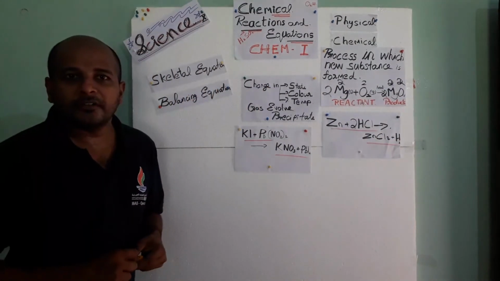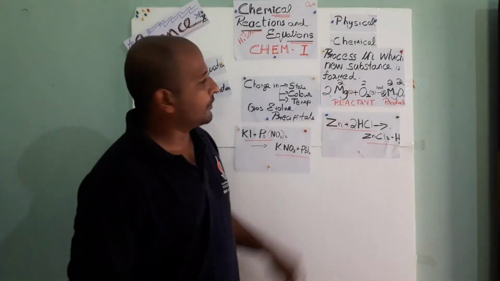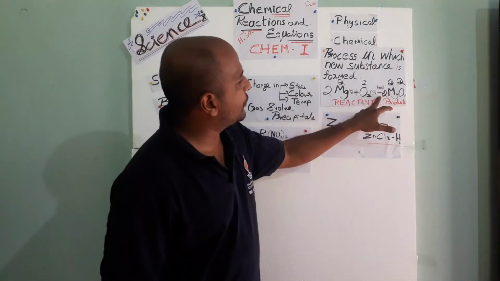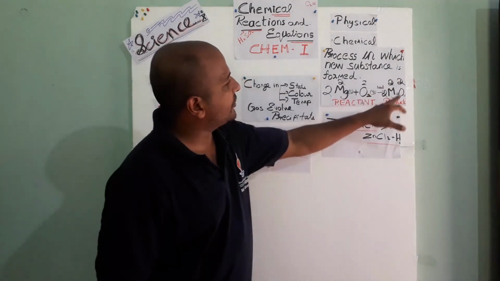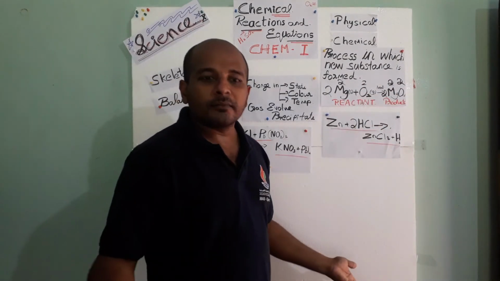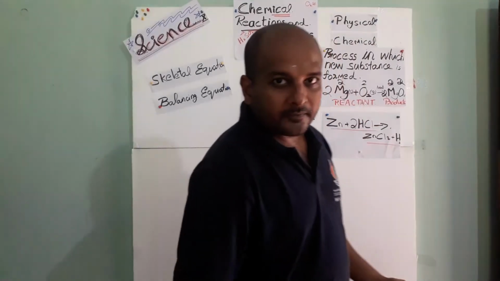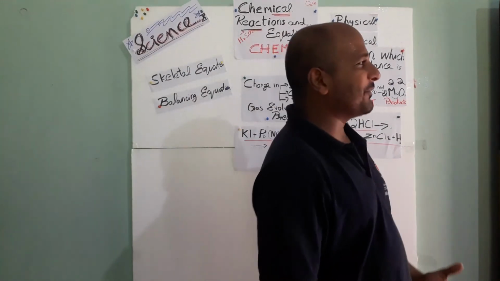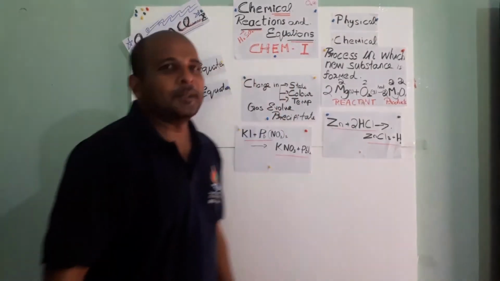Equation balanced or not? Just count. 2 magnesium is there, 2. 2 oxygen is there, 2 plus 2, 4. Here also 2 magnesium is there, 2. 2 oxygen is there, 2 plus 2, 4. Isn't this easy? Yes, it is easy. Now it's a simple equation, that's why it seems easy. In the next class we will go with some difficult balancing equations.